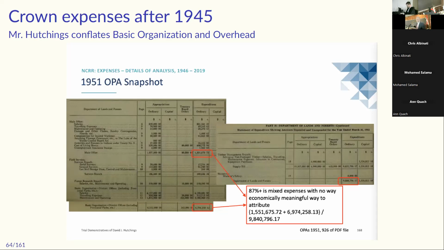We know what he meant by that. He meant that there was no economically meaningful way to attribute those main office plus basic organization spending programs to resource management functions. And I disagree with that completely. Does Mr. Hutchings in this slide 168 in his demonstratives appear to equate main office and basic organization? Equate them in the sense of categorizing both of them as overhead programs to be apportioned and only partially included. It's possible that he did mean that. I think that one might take it to mean that.